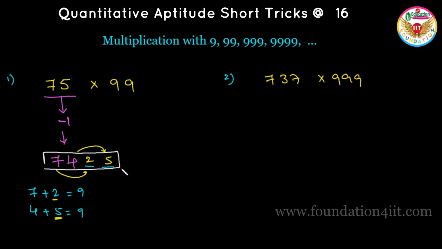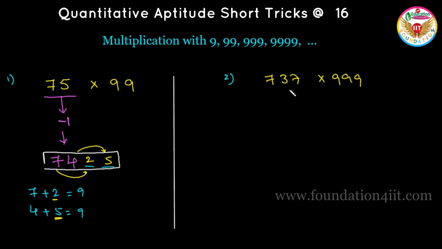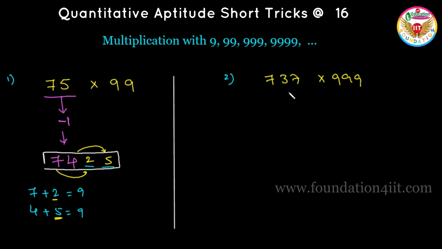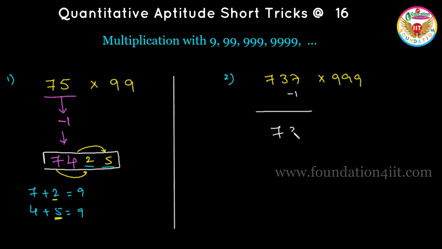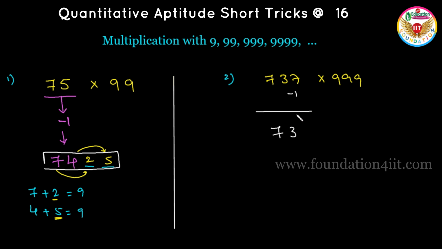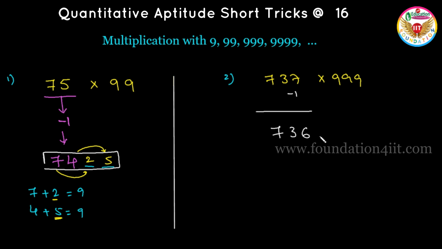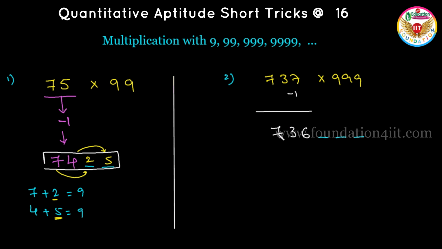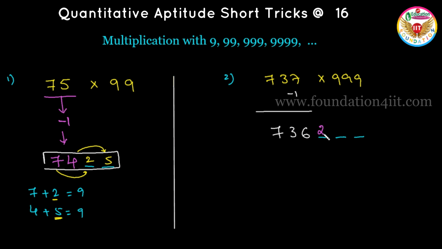Okay, notice another example: 737. Just take minus 1. 737 minus 1 is 736. Then the next 3 places are just the complement of this. 7 plus what number is 9? That should be written here. So 7 plus 2 is 9, right?